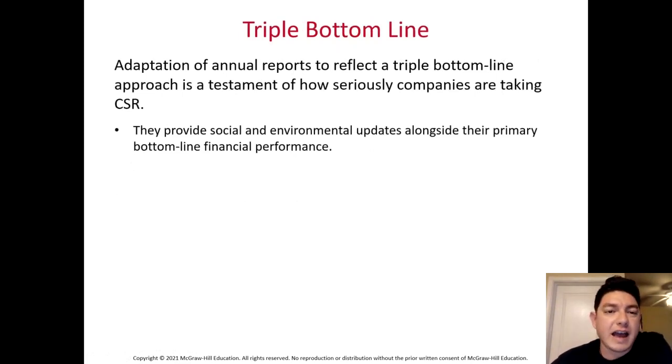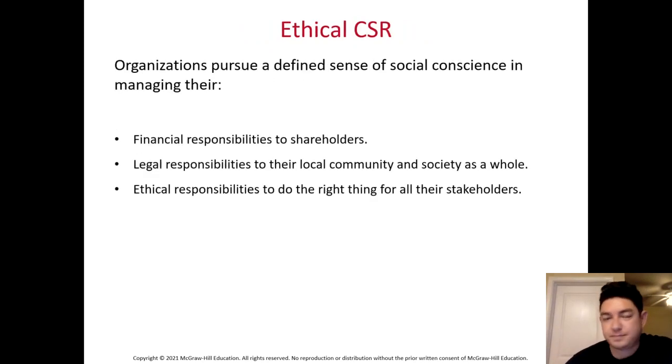The triple bottom line. The adaptation of annual reports to reflect a triple bottom line approach is a testament of how seriously companies are taking CSR. They provide social and environmental updates alongside their bottom line financial performance. So we have social, environmental, and the bottom line financial performance. Ethical CSR. Organizations pursue a defined sense of social conscience in managing their financial responsibilities to shareholders, legal responsibilities to their local community and society as a whole, and ethical responsibilities to do the right thing for all their stakeholders.